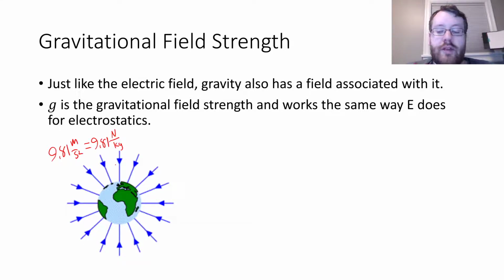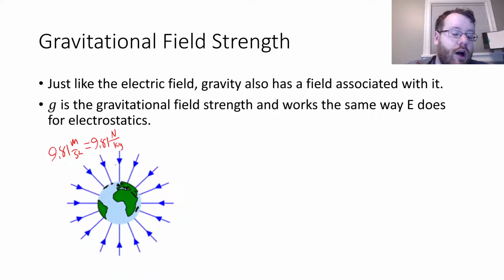Now, what the gravitational field strength is, again, is how strongly an object would pull you towards it. So just like the electric field strength is how strongly an electric object pulls or pushes you, gravity is how strongly a gravitational object will pull you. It doesn't push you, it's gravity. It can only attract. So it works the same way that the electrostatic force does, just with a different value.